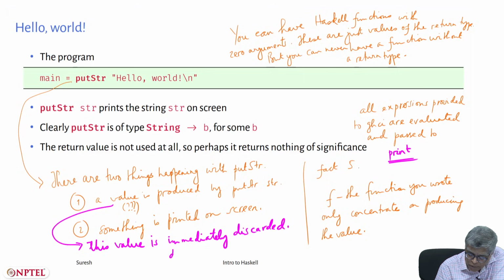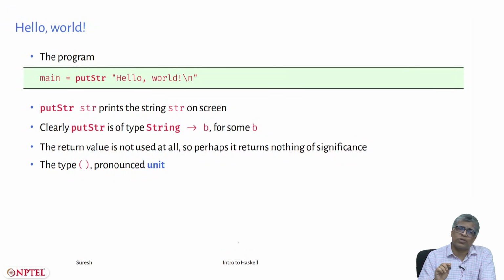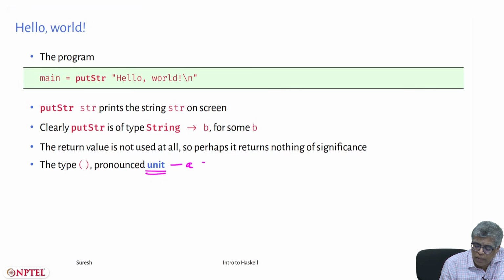It is in fact what you may call a dummy value, right? Because when you are writing something on the screen, what kind of value do you want to produce? You are saying that you are producing a value only because all Haskell functions require a return type, okay? And here the return type is a dummy type which has a dummy value, okay? So that type is called unit, okay, a dummy type, with a dummy value.